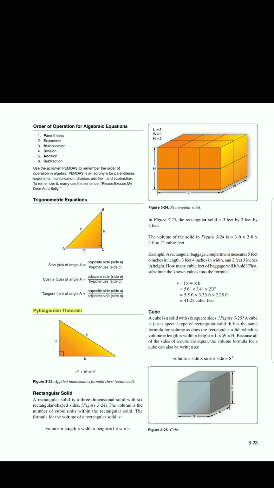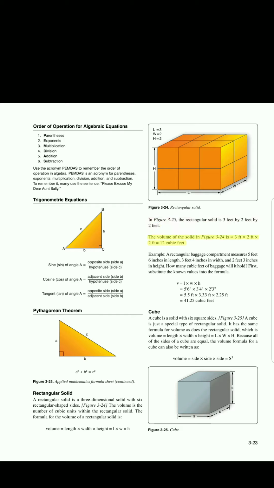Pythagorean theorem. Positive exponents: 10 to the 5th, 10 to the 4th, 10 cubed, 10 squared, 10 to the 1st. Negative exponents: 10 to the minus 1, minus 2, minus 3, minus 4, minus 5, minus 6. Values: 1 million, 100,000, 10,000, 1,000, 100, 10, 1. In figure 3-25, the rectangular solid is 3 feet by 2 feet by 2 feet.